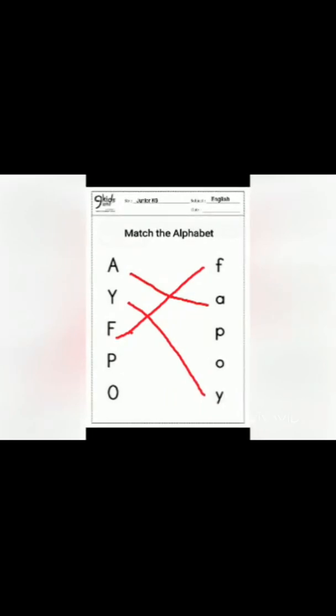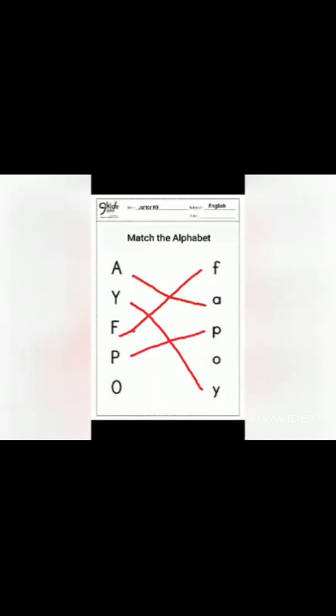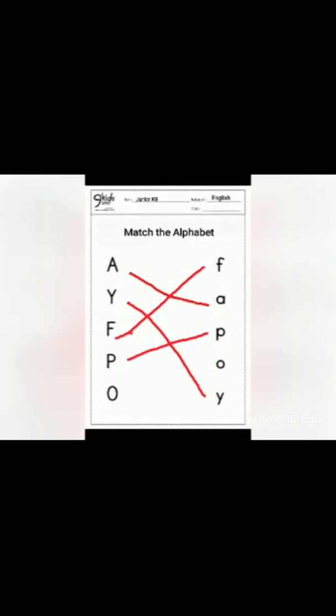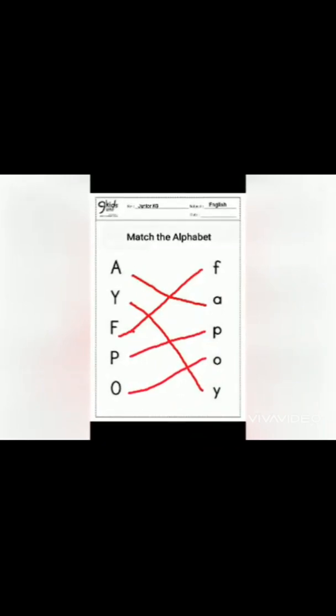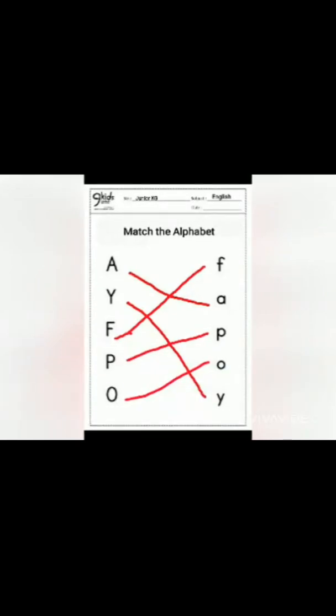Next one is capital P. Find small p and match it. Last one is capital O. Find small o and match it. Yes, our worksheet is ready. Very good. Very nice.